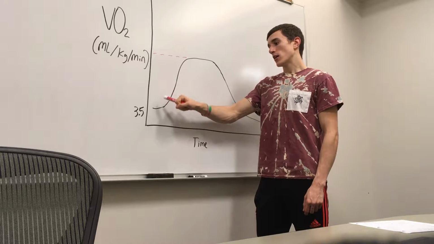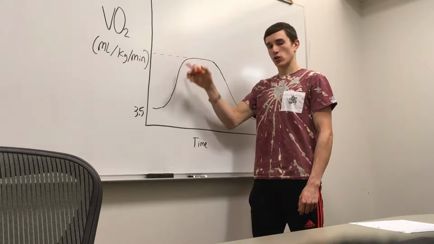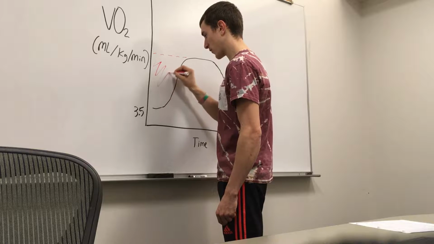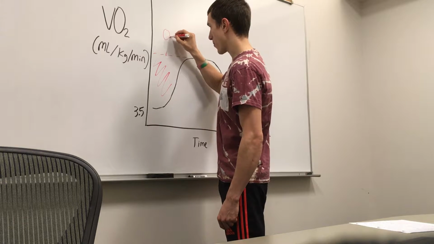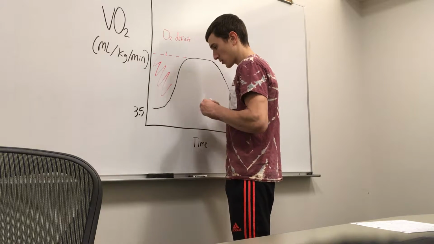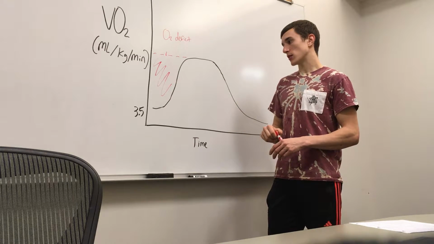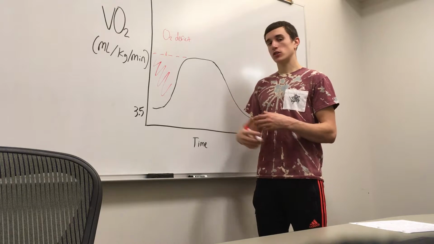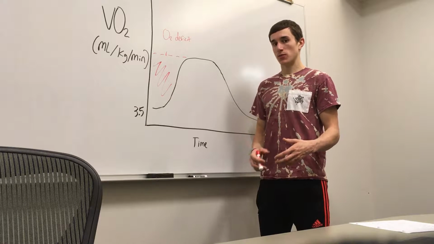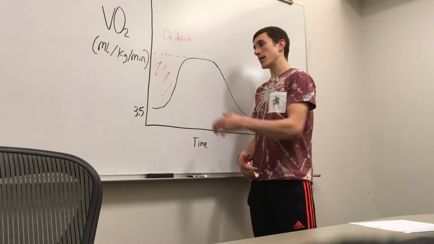But you can see here that at the onset of exercise, you aren't already at your O2 demand. So this space right here is what we call the O2 deficit, or the oxygen deficit. This space is basically the energy systems that don't require oxygen providing the ATP prior to the aerobic system being able to take in enough oxygen and then maintain the steady state.